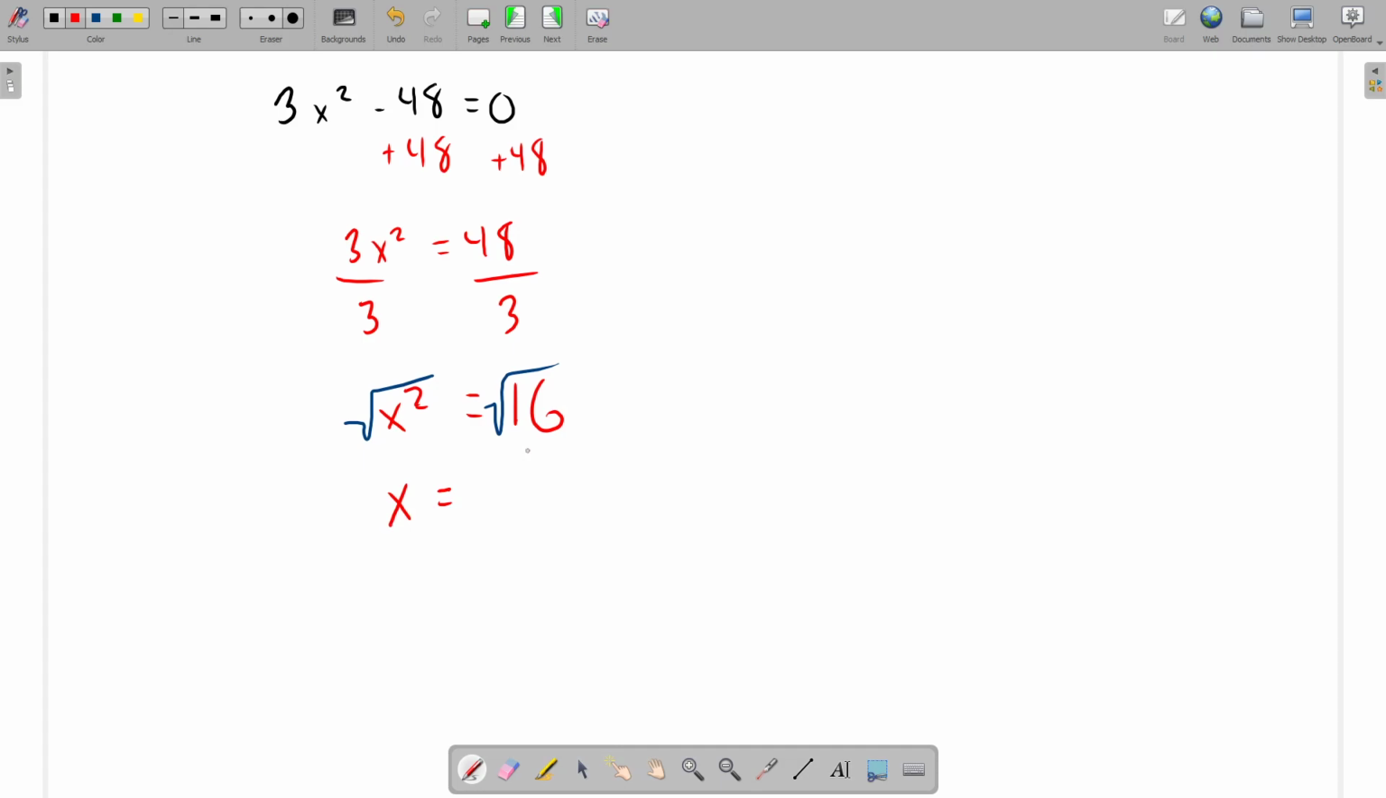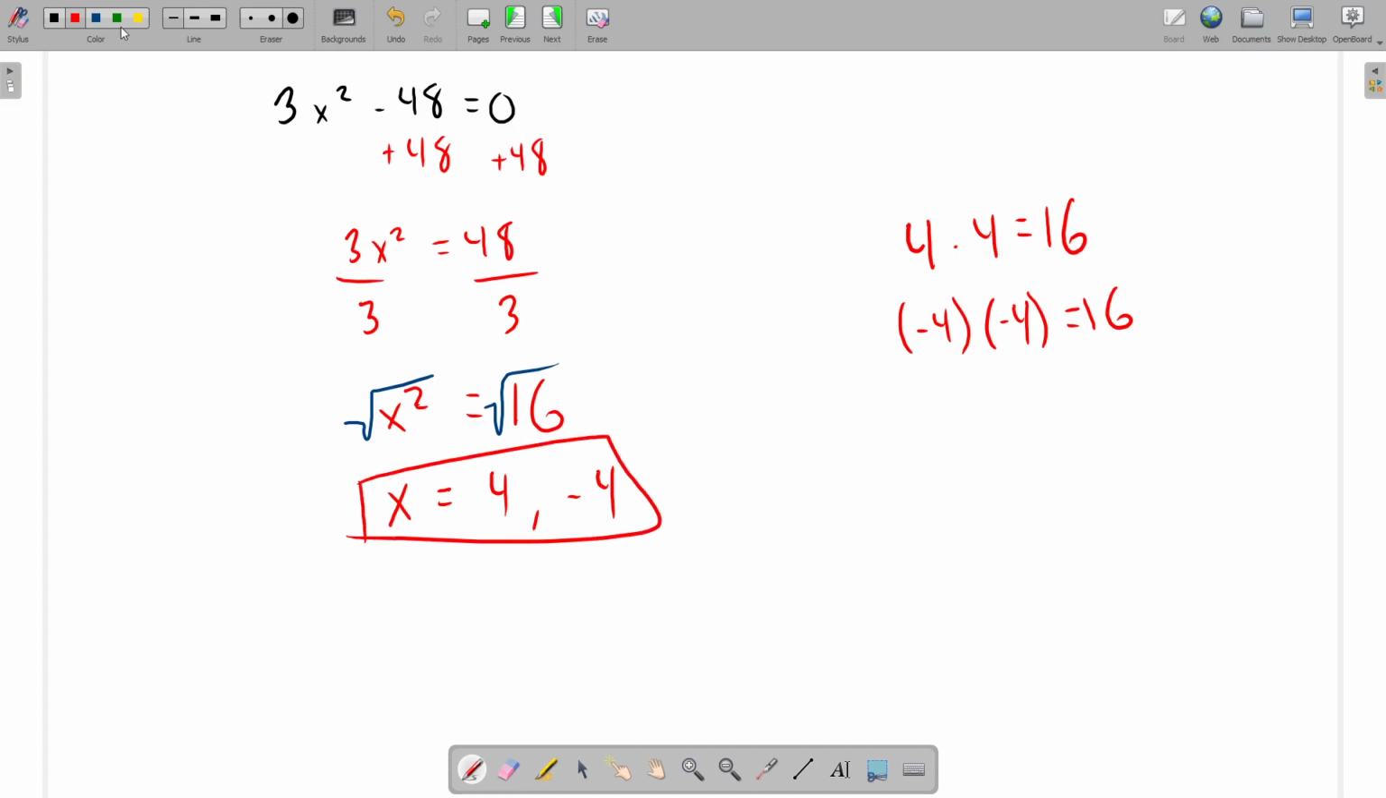Now what is the square root of 16? Well, it is a perfect square, so it's 4. However, it's not only 4. We know that 4 times 4 is in fact 16, but negative 4 times negative 4 is also 16. So we get two answers. We get not only 4, but we also get negative 4. Another way I could write this answer is that x is equal to plus or minus 4. All right, these both mean the same thing.